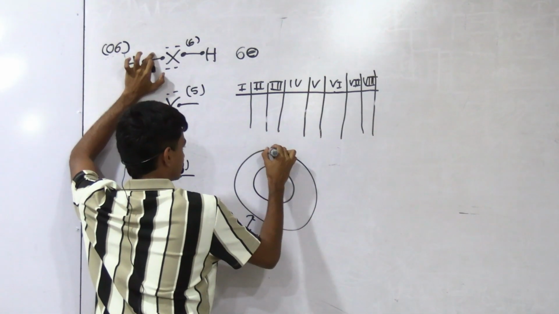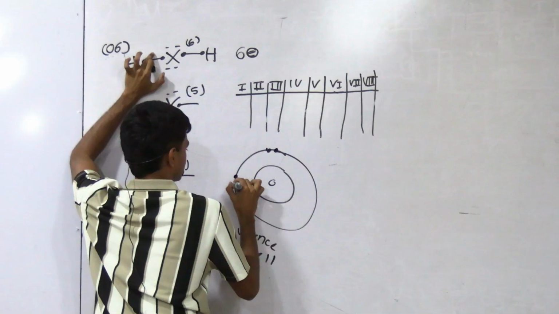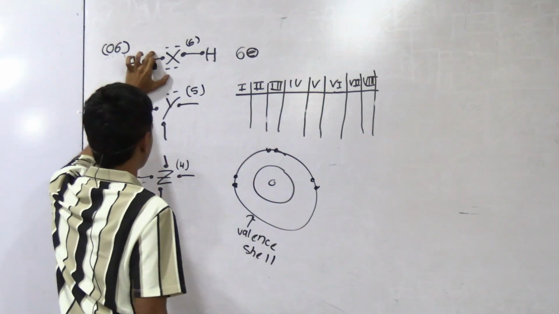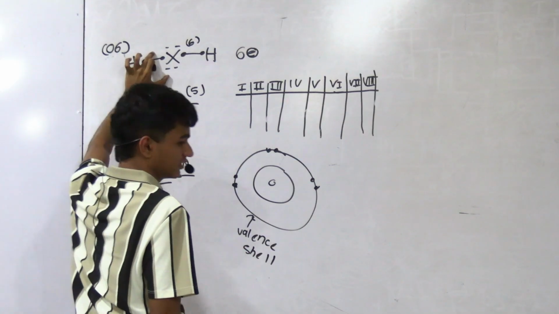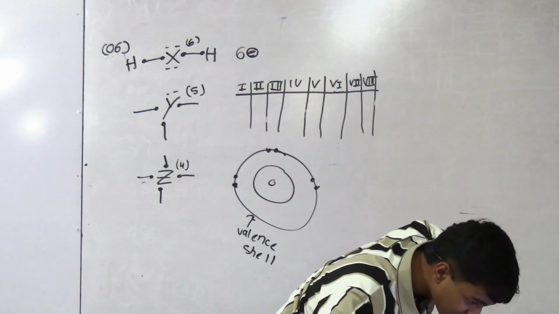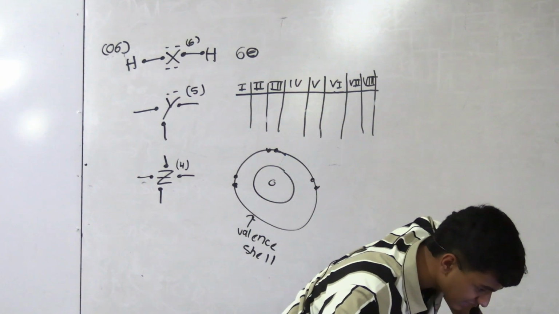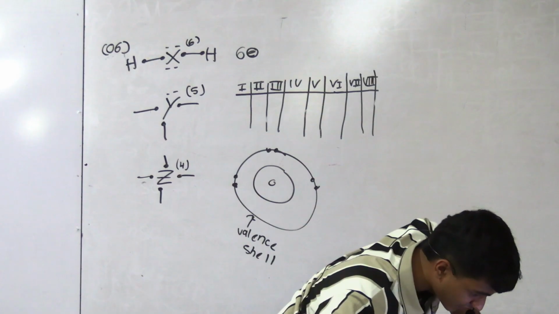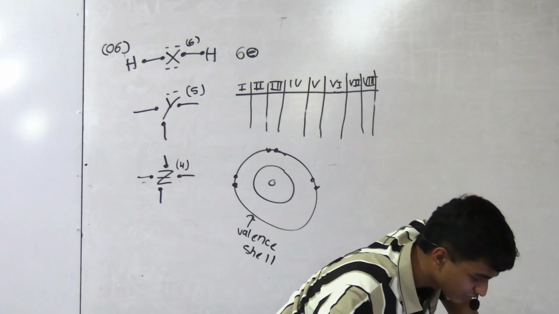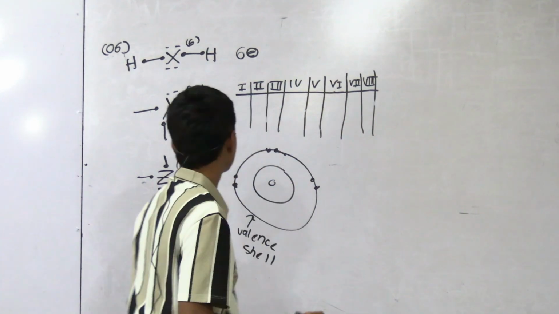So it has 6 electrons in its valence shell. So here how many group 6 elements? Only one, oxygen. So X has to be oxygen. We can get the answer now. It's number 2 already, but I'm gonna explain it further for you guys to understand even more.